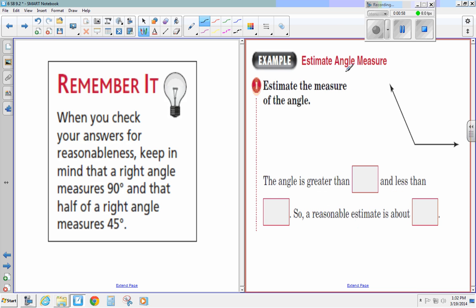So estimate this angle measure. We're estimating it using the fact that this is 90. This is 180. And so if I look at this line, breaking this in half, this would be 135. So I'm looking at something between 135 and 90. So the angle is greater than 90 and less than 135. So a reasonable estimate for this is about, we'll say, 120. That would be a reasonable estimate.